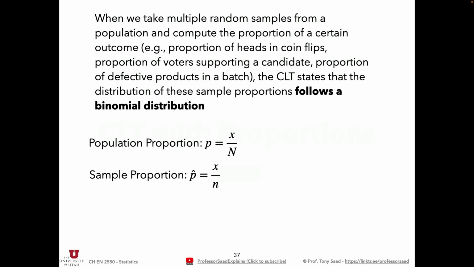For continuous variables, the central limit theorem gives you a normal distribution. For proportions, it gives you a binomial distribution. But guess what? We can approximate the binomial distribution as a normal distribution. So that's what we're going to do.